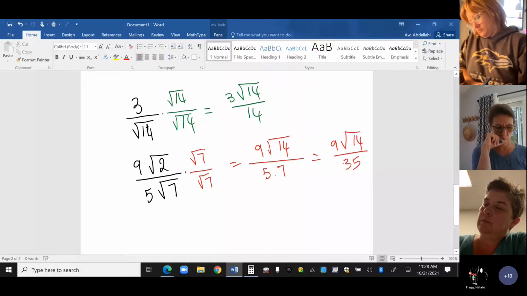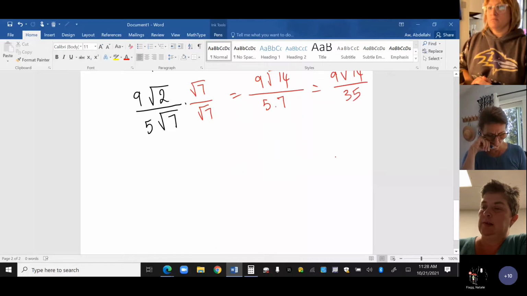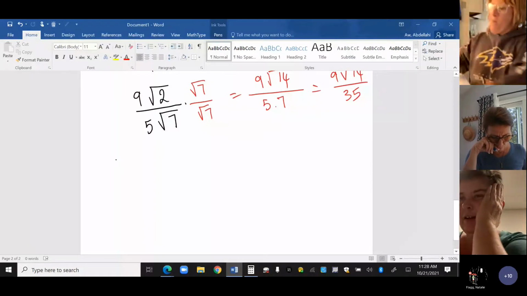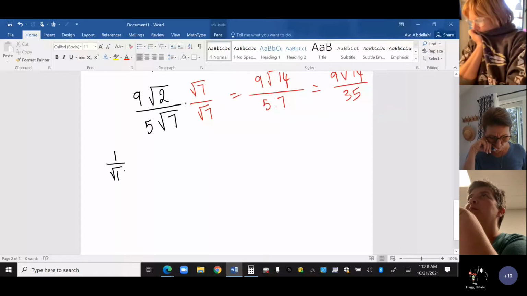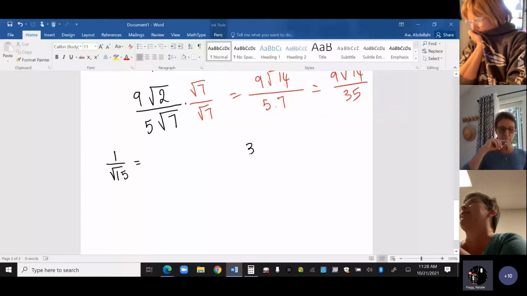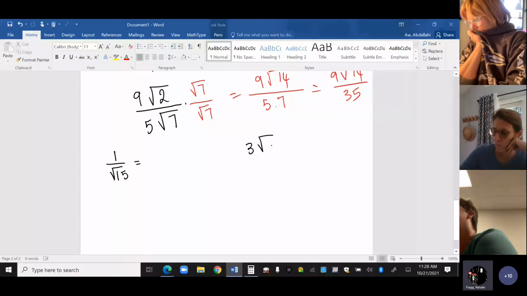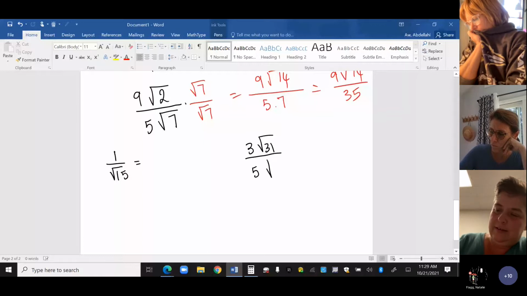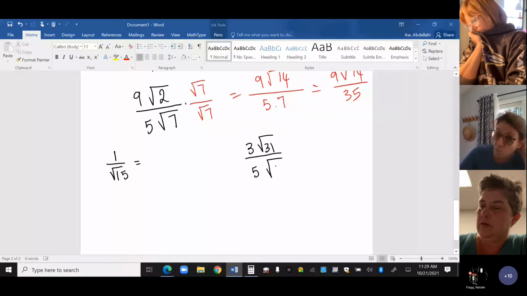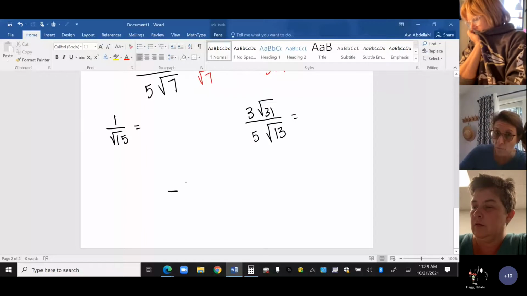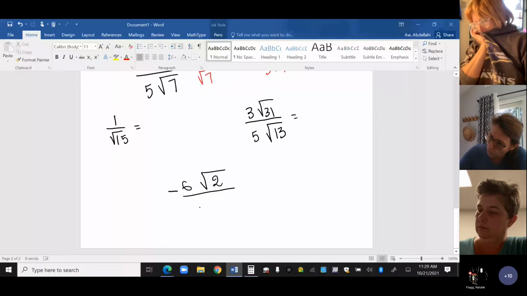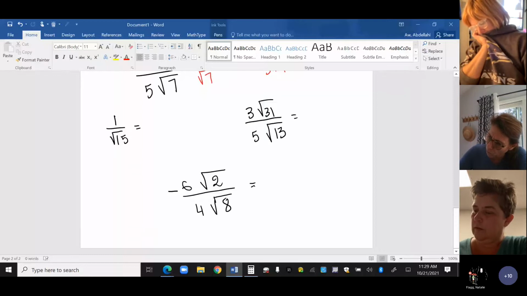Because this is how we rationalize numbers. So let me give you some problems you're going to do by yourself. All right. In each case, rationalize the denominator, please.